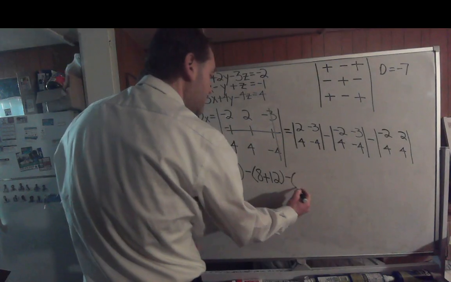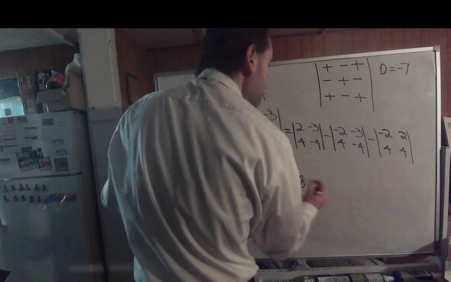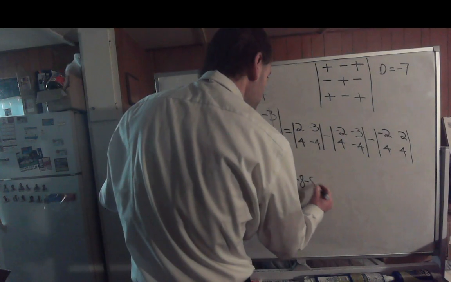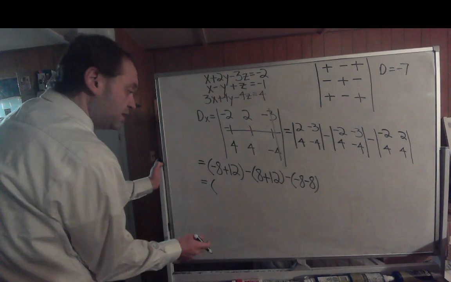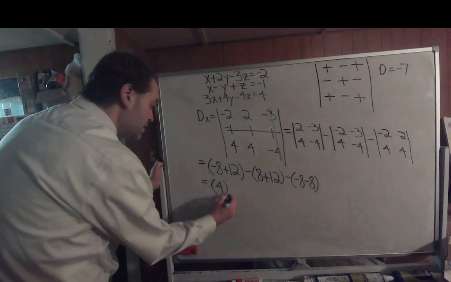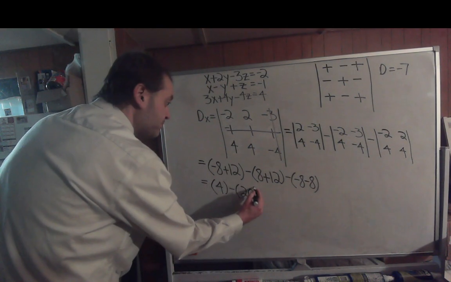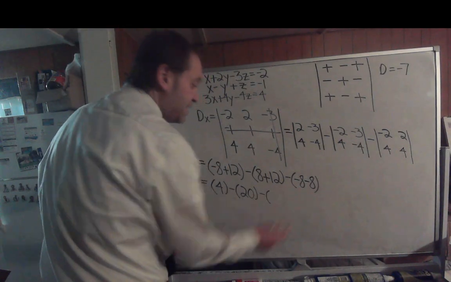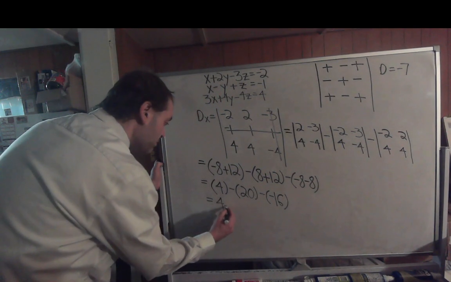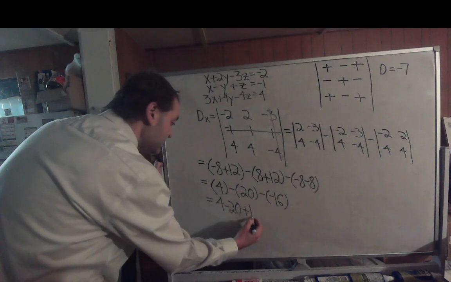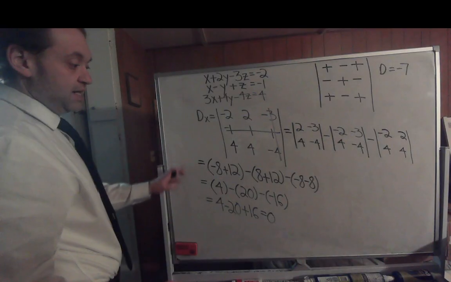Then you have minus your final determinant, -2 times 4 is -8. Minus 2 times 4, that'd be minus another 8. So let's see, first parentheses, -8 plus 12, that's going to end up being 4. Minus your second parentheses, 8 plus 12, that's going to end up being 20. Minus your third parentheses, -8 minus 8 is -16. So this will turn into 4 minus 20 plus 16, which would end up giving you 0. So d sub x is 0.